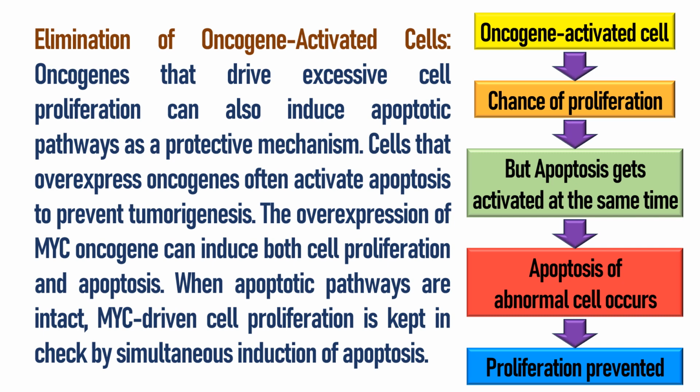Elimination of oncogene-activated cells. Oncogenes that drive excessive cell proliferation can also induce apoptotic pathways as a protective mechanism. Cells that overexpress oncogenes often activate apoptosis to prevent tumorigenesis. The overexpression of the MYC oncogene can induce both cell proliferation and apoptosis. When apoptotic pathways are intact, MYC-driven cell proliferation is kept in check by simultaneous induction of apoptosis.